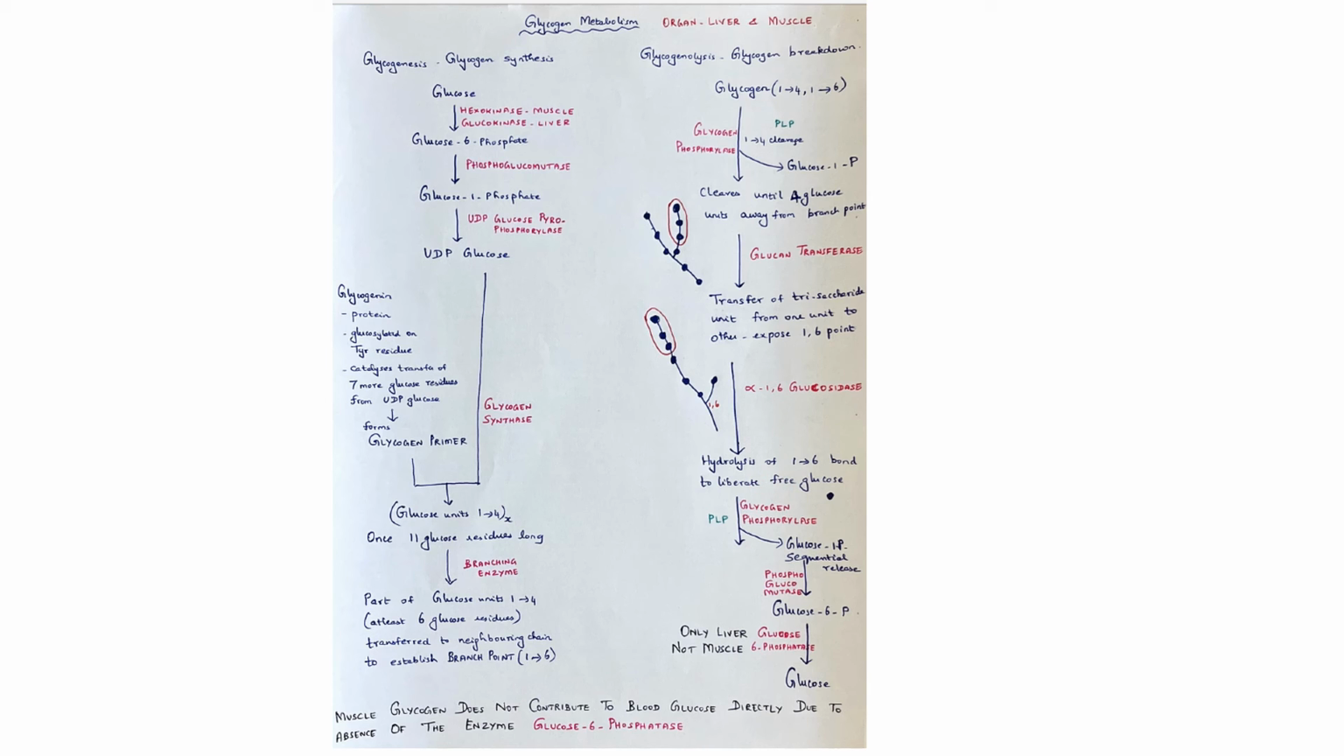So these two enzyme activities, glucan transferase and 1,6 glucosidase, are present in only one enzyme, which is called the debranching enzyme. When there are two enzyme activities inside one enzyme, it is called a tandem enzyme. So this debranching enzyme is a tandem enzyme. This process keeps repeating itself, and that is how the complete glycogen molecule gets broken down. Now we have glucose 6-phosphate.